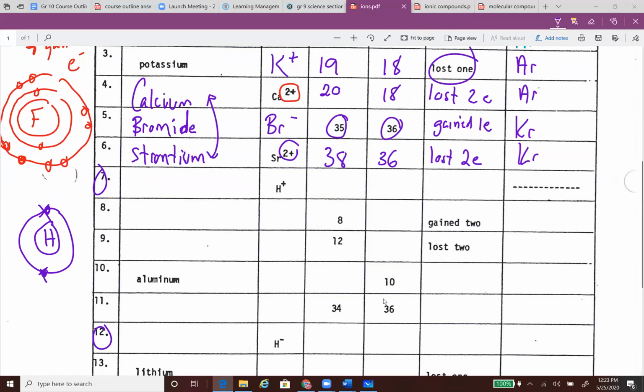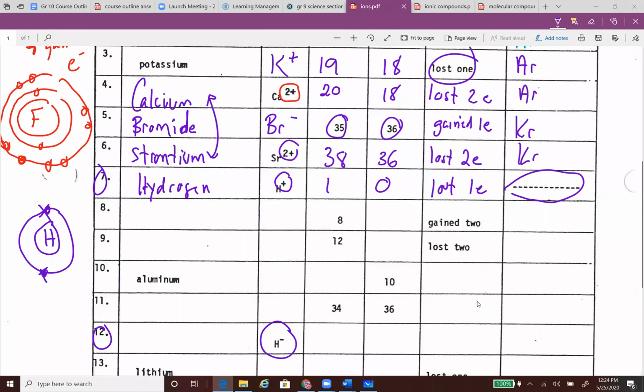So if it loses, we know the name doesn't change. Let's say it's hydrogen. So it's element number 1, which means it has 1 proton and 1 electron. This means it lost 1 electron. So now it has 0 electrons. So it lost 1 electron. You notice there's a dash here because there's nothing on the periodic table that would have 0 electrons that we can compare it to.